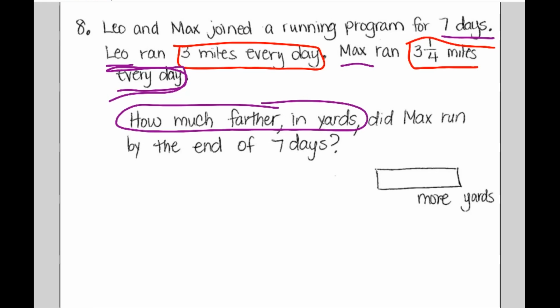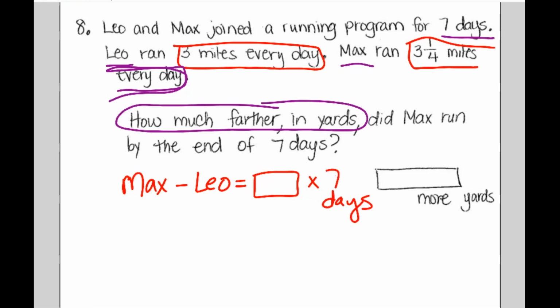All right, so this is similar to what we did before, where it took a lot of steps, where we had to turn the miles into yards, then we had to subtract, and then we had to see how many more yards it is. I want us to do something really, really simple. We're going to do Max minus Leo. And then whatever that answer is, we're going to multiply that by the 7 days. And that's just one part. Then we convert into yards.